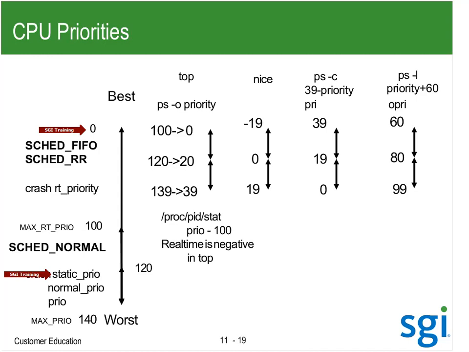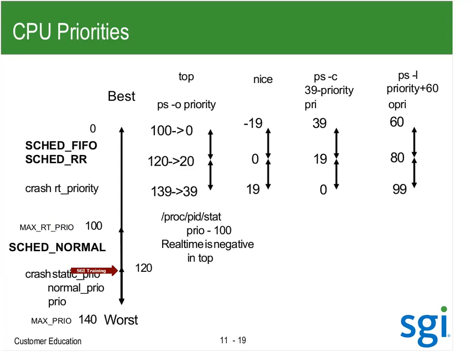A 0 is your best priority. A 140 is the worst. In real-time, 0 is the best and 100 is the worst. And then 100 to 140 is for interactive and batch and stuff like that. And everybody comes in by default at 120 based upon their nice value. So basically, I'm anywhere from 100 to 140, but I typically am at 120.